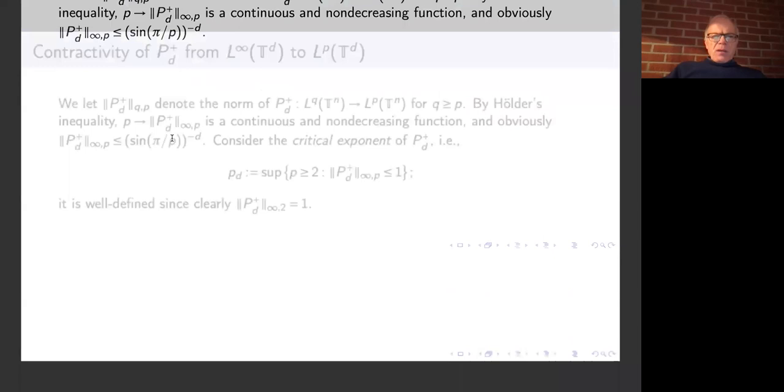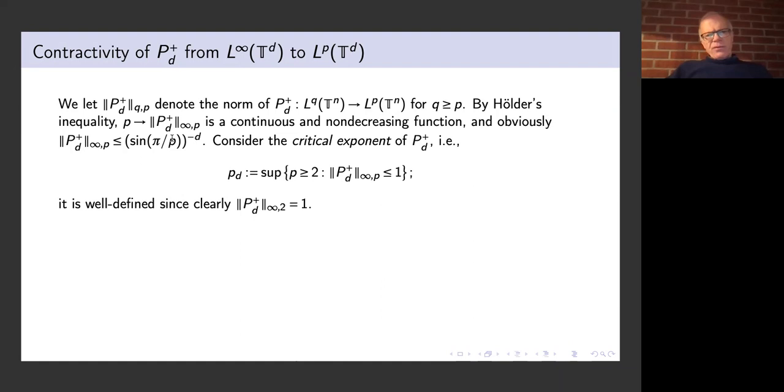Then we can define the so-called critical exponent of the Riesz projection, which means that we take the supremum over all p larger than or equal to 2 such that this norm is less than or equal to 1. And it is clear that when p is 2, the norm is 1. So this is well defined.